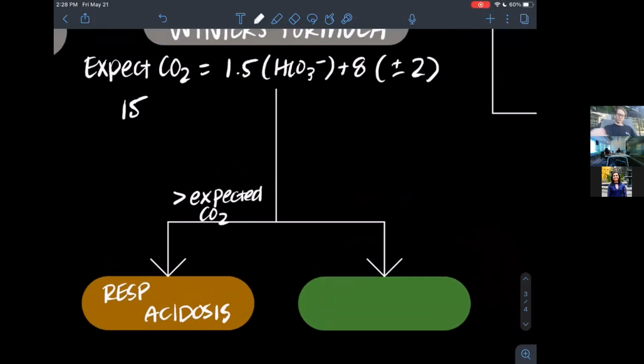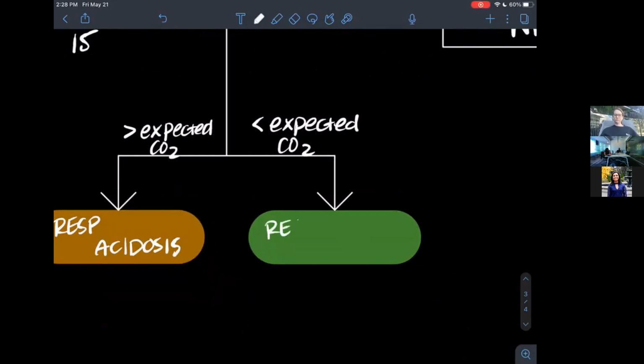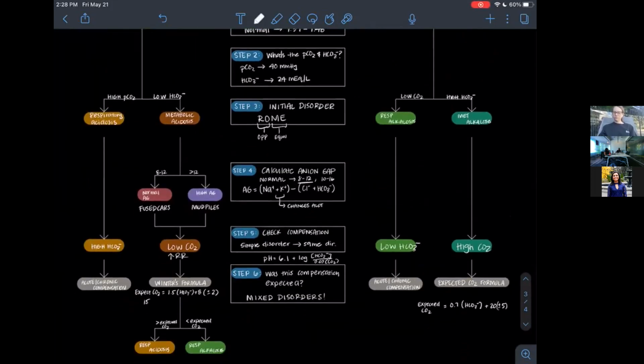Let's say it's lower than expected. You need to decrease your CO2, but it's gone from what you expected to be 15 and now it's like 12 or something. And 12 is below that plus or minus 2 leeway. So it's less than your expected CO2. That means that you have a secondary respiratory alkalosis on top of that metabolic acidosis that you have going on. And that's really what you got.